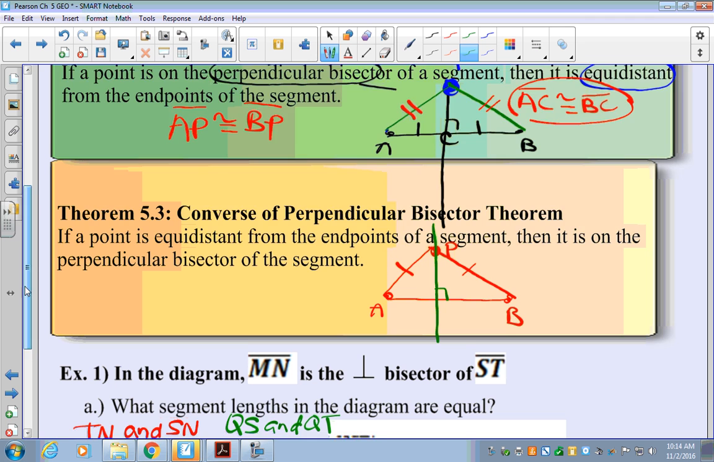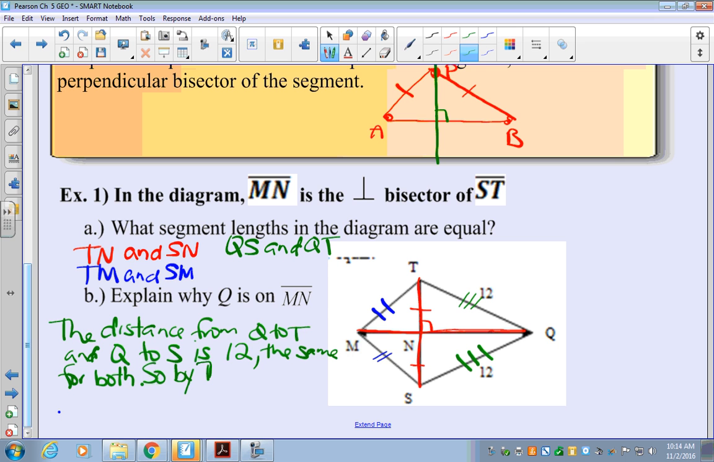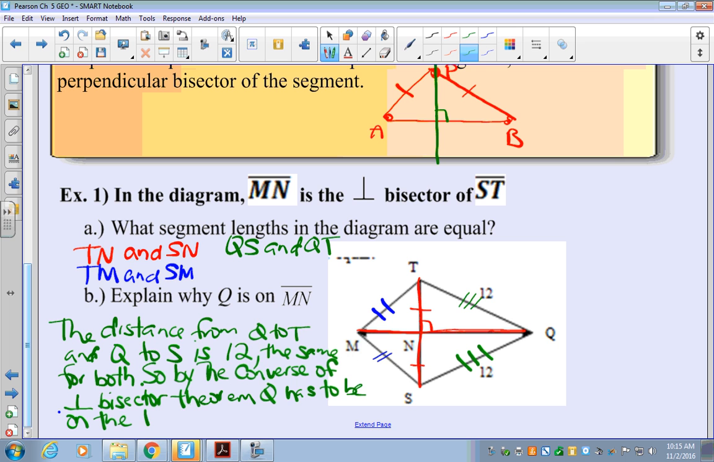So by the converse of perpendicular bisector theorem, Q has to be on the perpendicular bisector MN.